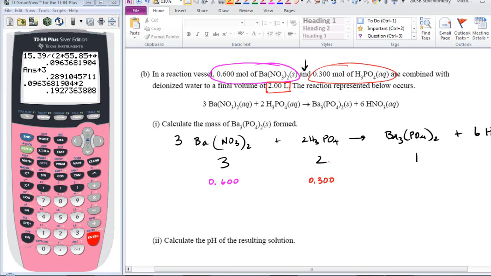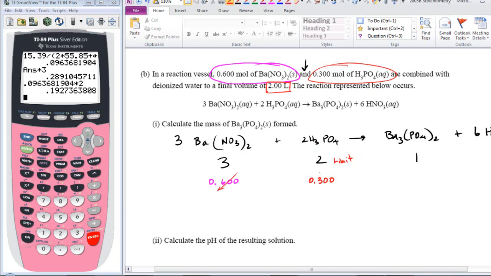0.3 is not 0.4. You don't have enough. So we know that this is the limit. I could do it the other way around. I could have started with the 0.3 over here and gone, okay, 0.3 divided by 2 is 0.15. And so 0.15 times 3 is 0.45. Oh yeah, I got plenty. So I've got 0.6. So either way, this is my limit. So this is a lie. I'm not going to be using that much.